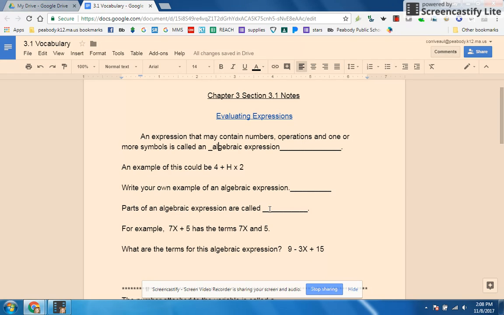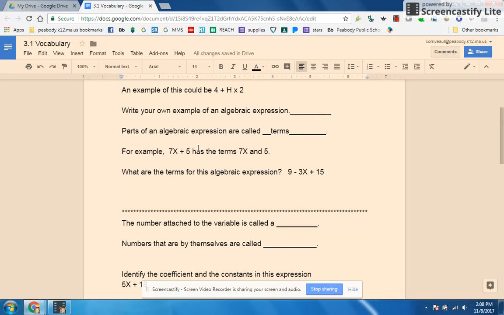There are different parts of an algebraic expression, and these are called terms. So make sure you're writing this with me. So terms are what we call the different parts of an algebraic expression. For example, 7x plus 5 has the terms 7x and 5. So basically, everything in the problem that's not an adding or a subtracting or a dividing or a multiplying sign are called the terms. So basically, everything except for the operation is a term.